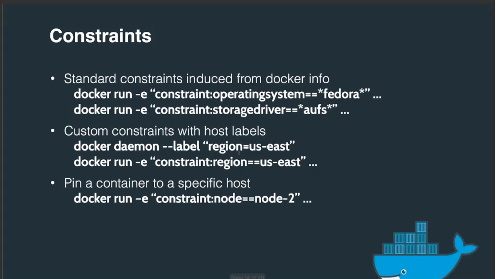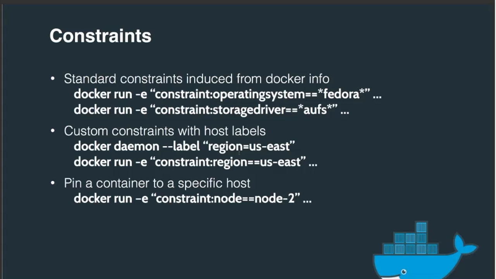Now let's talk about constraints. Constraints are a way, when you are doing your docker run, to influence the decision of the scheduler. When you do a docker info, you will see a bunch of information like the operating system of the machine, the storage driver, the kernel version, all of that. And you can use all of that as a constraint.